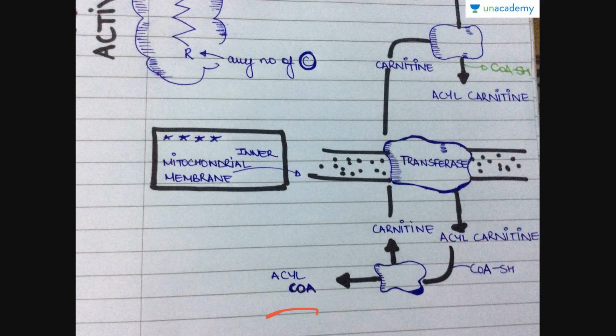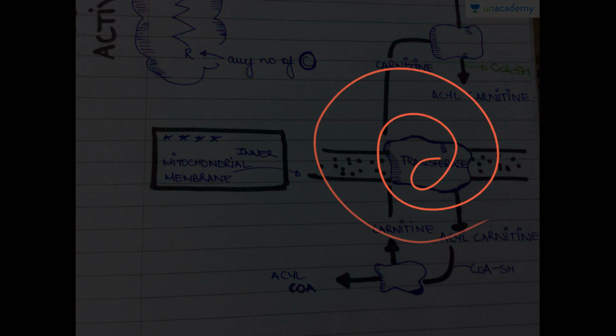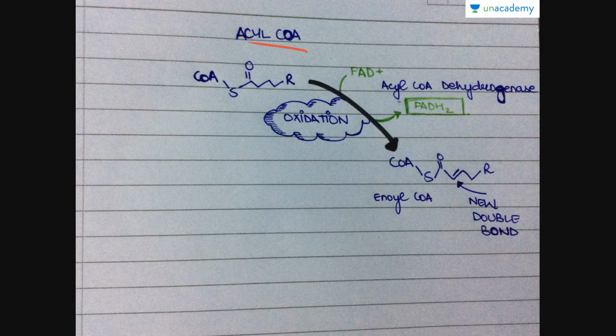This carnitine then again goes outside the inner mitochondrial membrane, and what happens? It reutilizes, and it combines with more acyl CoA and forms acyl carnitine, and then brings them back inside, and as such this whole cycle goes on. Alright, acyl CoA, as I told you, undergoes all the further steps. Now, a simple structure is drawn here.